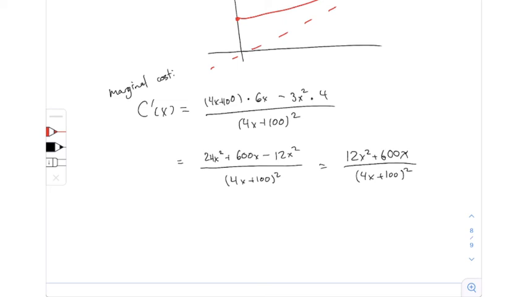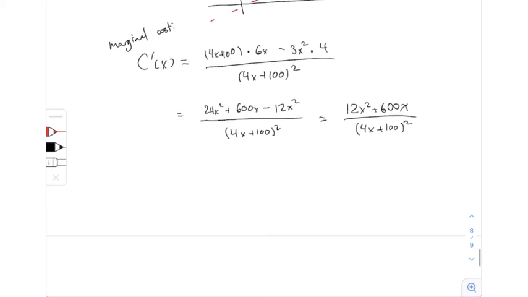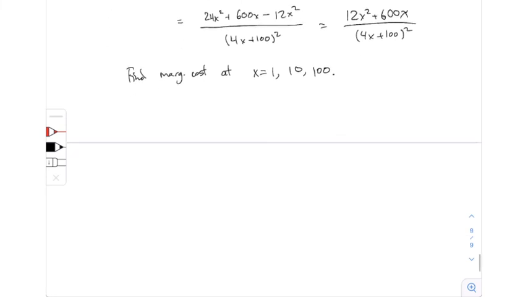So let's see if we can find the marginal cost at x equals 1, 10, and 100, and see if the amounts make some kind of sense. At x equals 1, remember what this means: if I'm making only one jar and I decide to make one more, how much more per jar is that going to cost me? You could think for a moment. Do you expect this value to be a lot or a little? I don't know. Let's just see what it is.